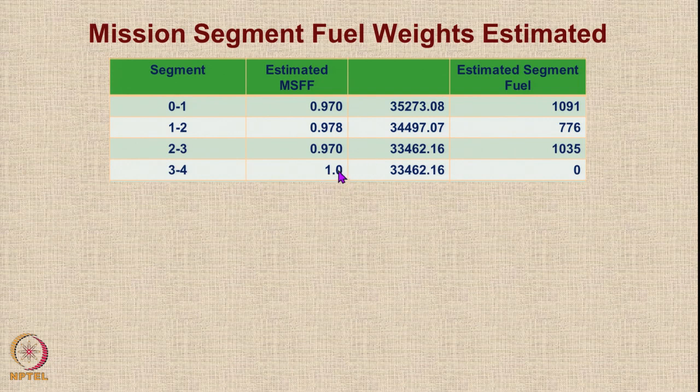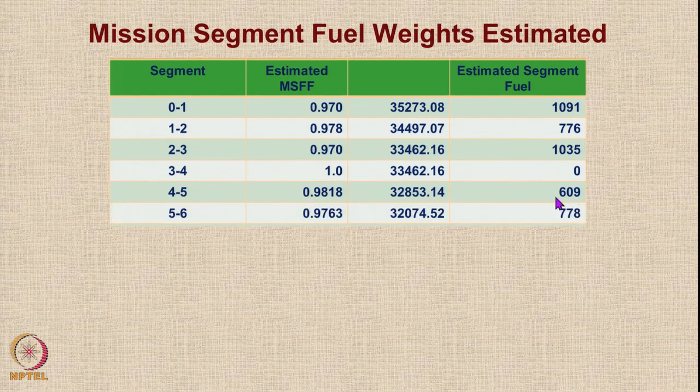The next segment is the descent segment, in which we actually ignore the mission fuel, so therefore it is 0. After that we have a small segment where we had a dash. Okay, and after we had a loiter first, we had a dash and then a loiter. Okay, so you can see that the amount of fuel consumed in both of them is almost similar.